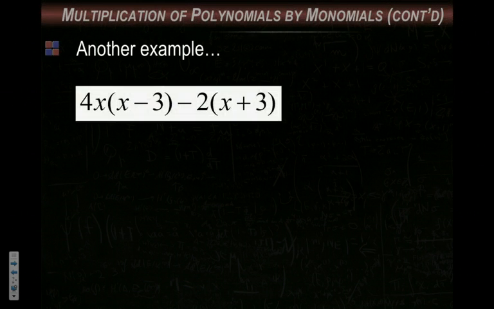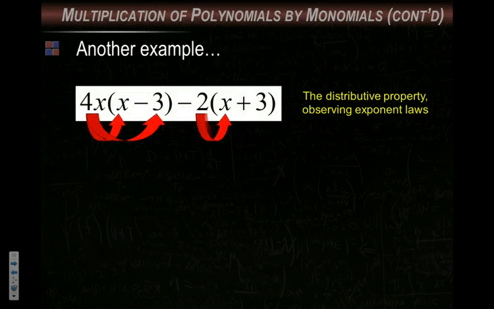So 4x times x minus 3 and negative 2 times x plus 3. Now in this one we're going to see something interesting happening. And really think about your answer. What's 4x times x? Not 4x. Not 5x. Not 6x. Not 8x. Just stop for a sec. Forget the 4.